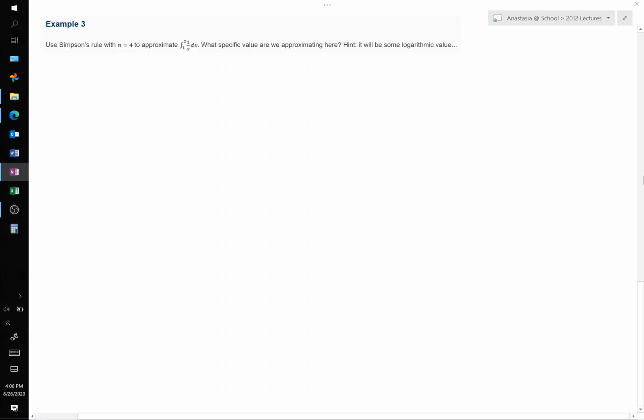Hello, in this video we're continuing our discussion of section 6.5 on approximate integration. Specifically in this lecture we're focusing on Simpson's rule. So we've already done one example with Simpson's rule where we applied it to a problem where we just had some data points. Now we are applying it to an actual integral.